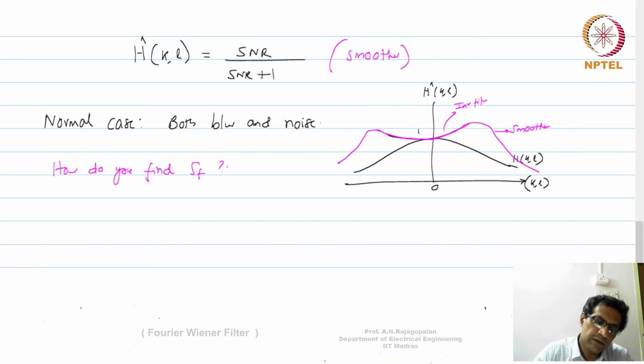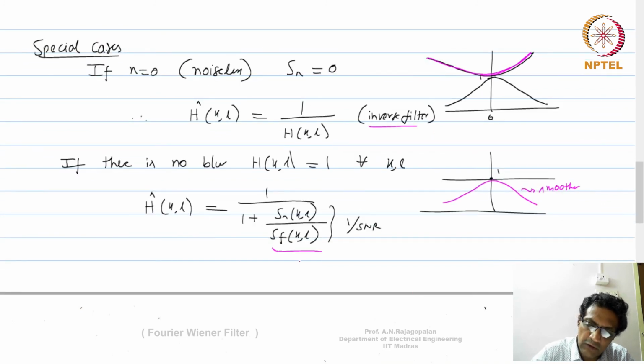One of the common ways to do it is to simply assume this ratio to be a constant K and find out for what value of K your deblurring turns out to be the best visually. So you simply vary K, all the way from 0 upwards. When it is 0, it's like H hat of k, l is equal to 1 over H, the inverse filter. You take this ratio as a constant, and for each value of K, you compute the inverse filter, then compute the deblurred image, and then try to see which one of them is most appealing.